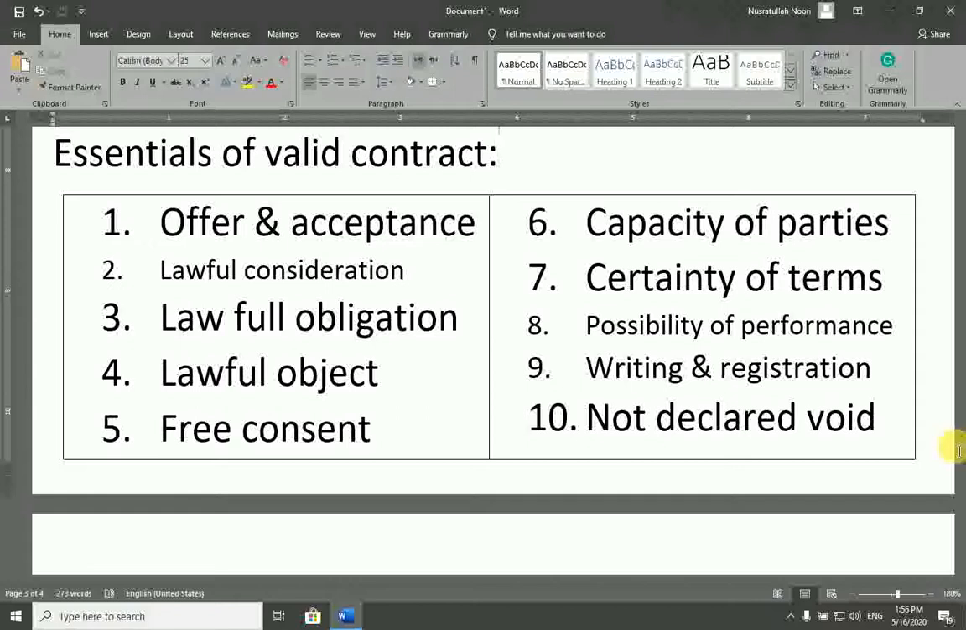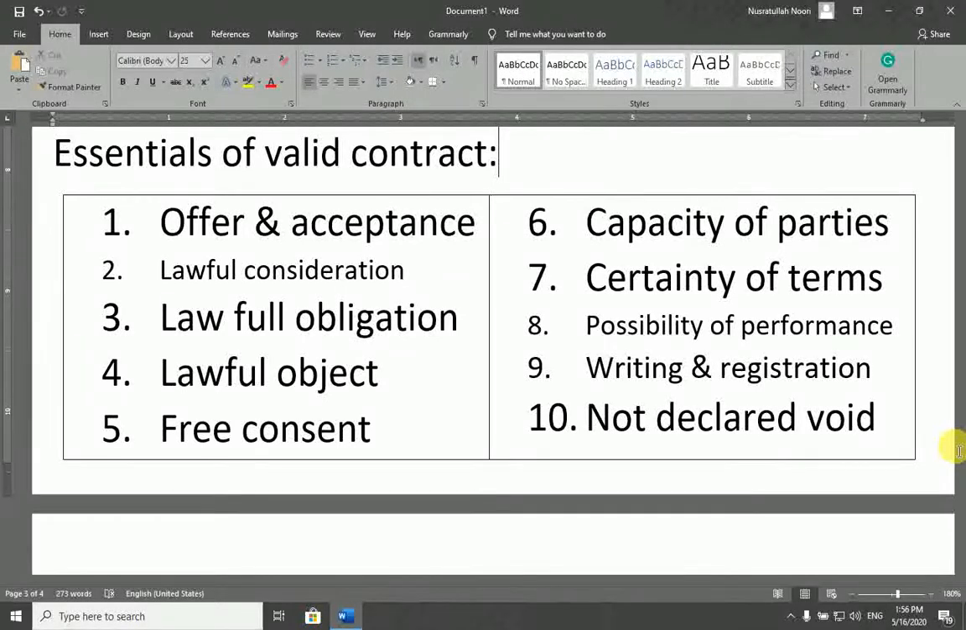So let me talk in English so everybody understands. A valid contract is the contract which consists of all these 10 essentials. If one of these essentials is missing, that contract is not called valid. That could be void, that could be invalid, that could be illegal. So that contract then has some other name, not valid contract, because it has some technical issue.